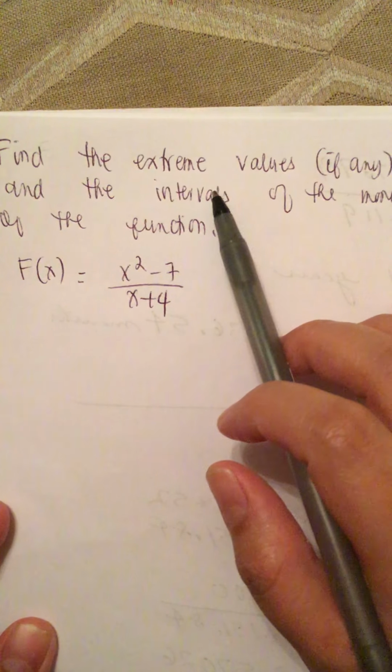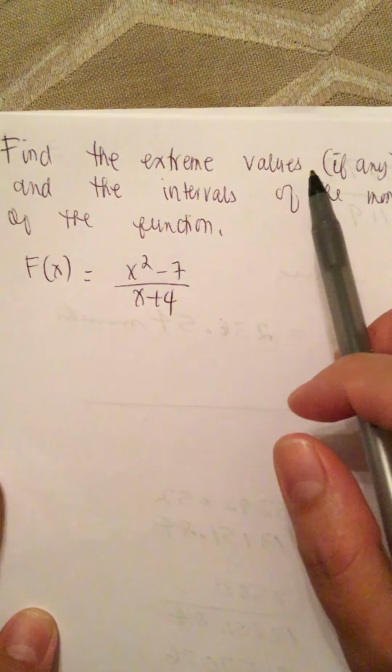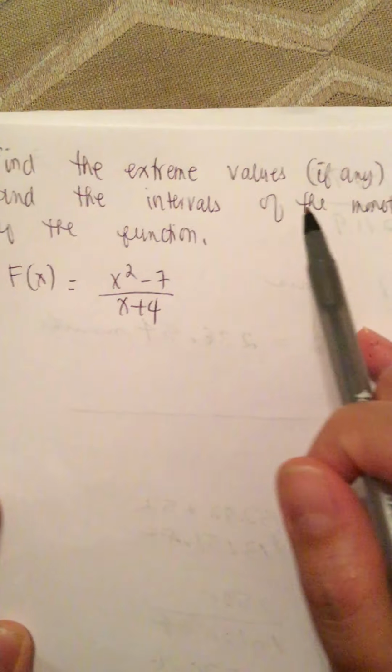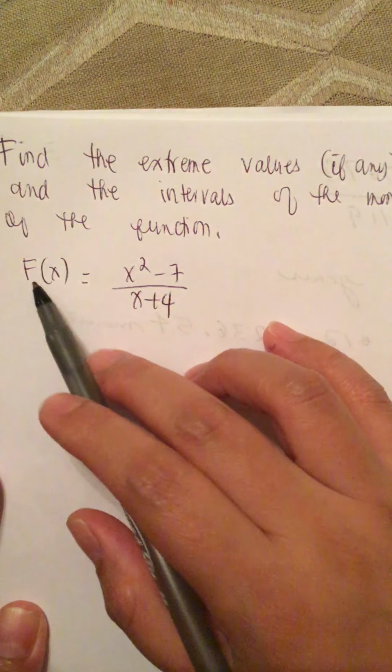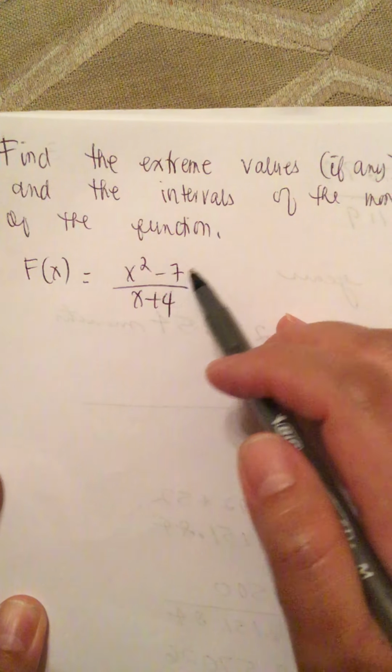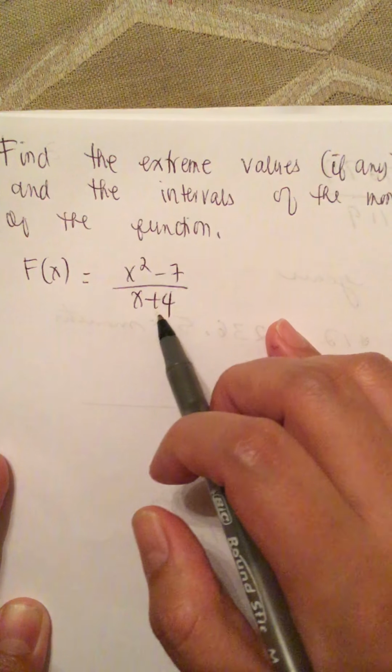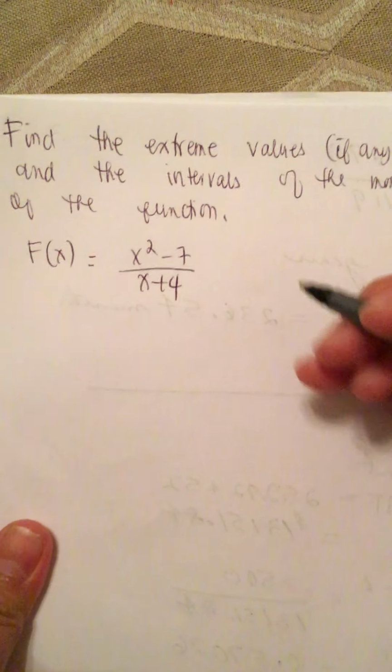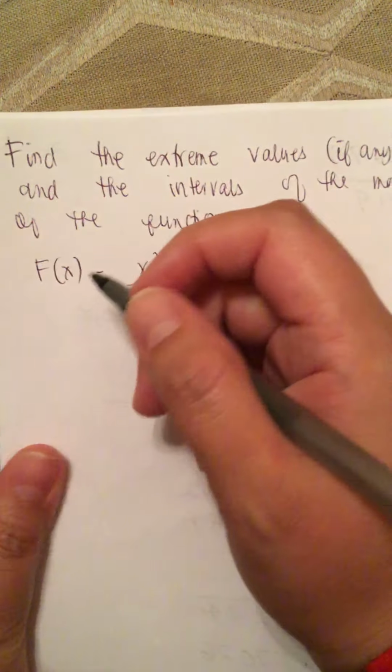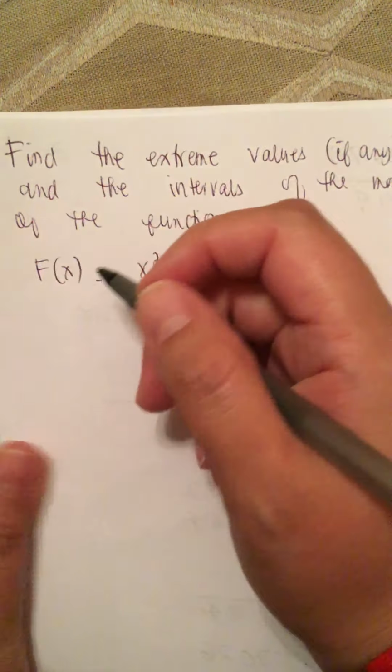Find the extreme values, if any, and the intervals of monotony of the function f of x is equal to x squared minus 7 all over x plus 4. So first let's find the zeros and infinities of this function.